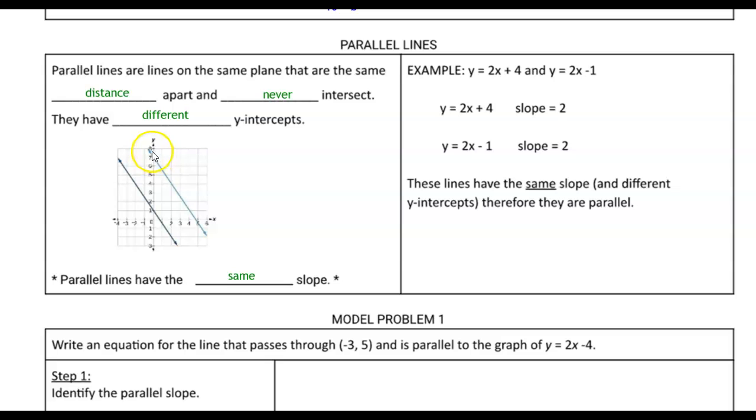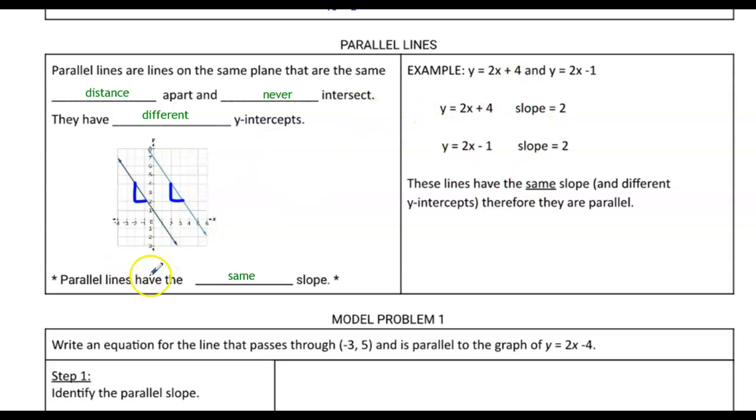They have different y-intercepts. This one's up here, this one's down here. And they have the same slope, which means they're tilted in exactly the same way. Their rise over run is the same. So I could identify their slopes very easily just by counting out boxes, right? For example, if I counted out these boxes, it's down 2 over 1. Similarly, down 2 over 1, it's the same exact slope.